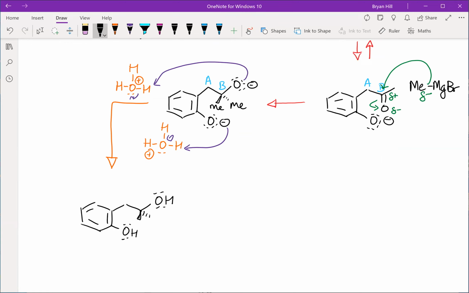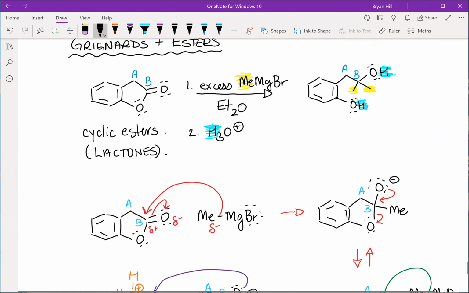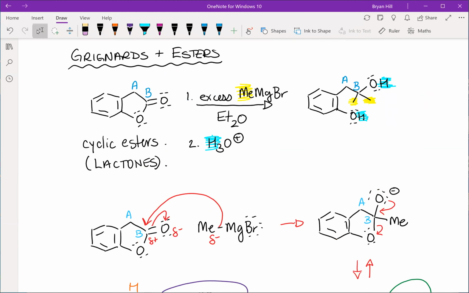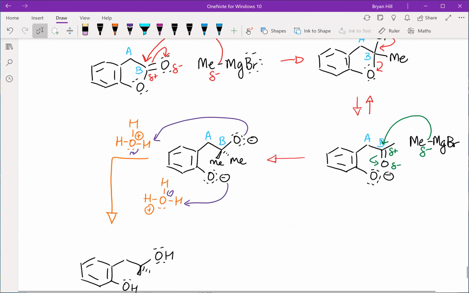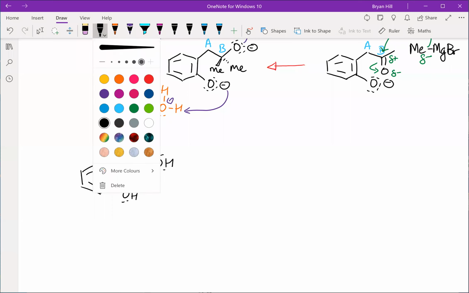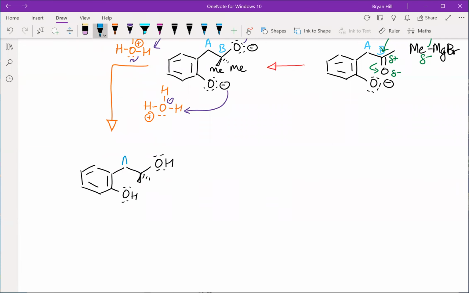So the key point is that we've added two methyl groups to the starting carbonyl. So carbon B at the start now has two methyl groups on it. A and B.